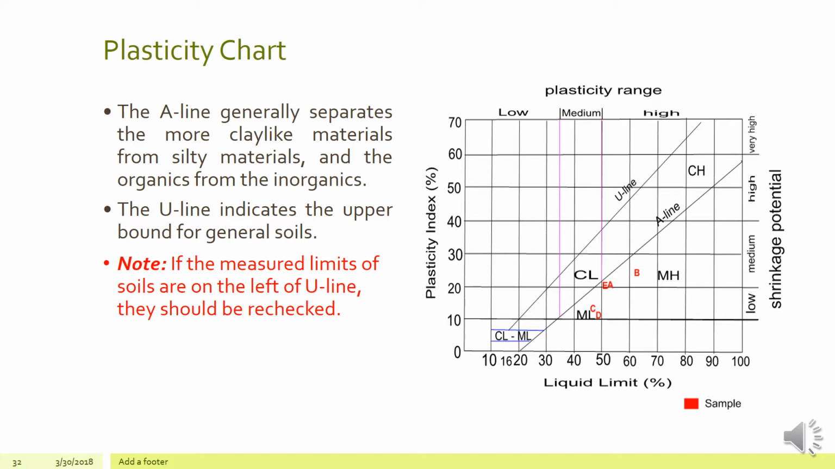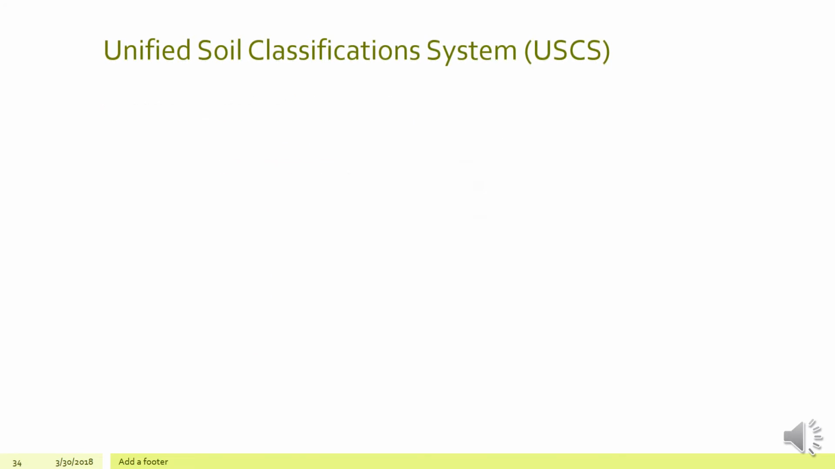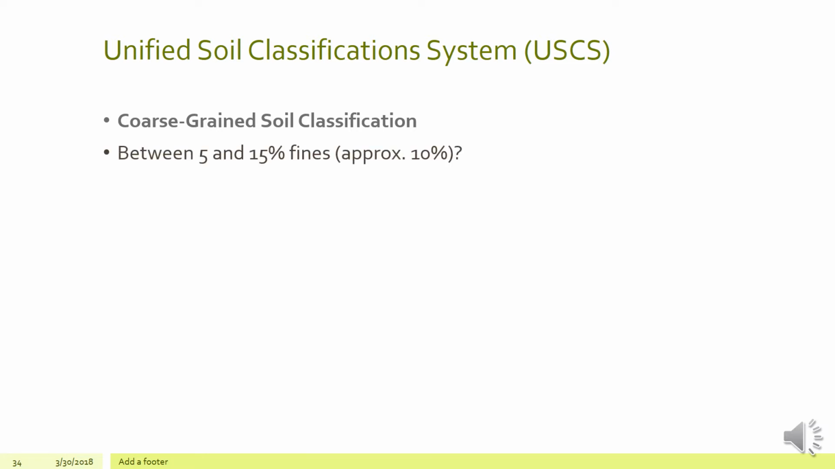So again, we plot this information, or we look at our plasticity chart, and we want to make sure that if anything moves to the left of that U line, we recheck it. Our Unified Soil Classification System, again, as we can see, covers coarse grain soil classifications and grading. We get well graded, poorly sorted, and we get poorly graded, well sorted. So that's what we're looking to do here with our grain distributions, trying to determine, do we have well graded, poorly graded, and so on. When we go to design our structure, we want to know what the soil supporting characteristics are. If we continue to look at the Unified Soil Classification System, we're looking at the coarse grain soil classification, and we want to get somewhere between 5 and 15% fines.